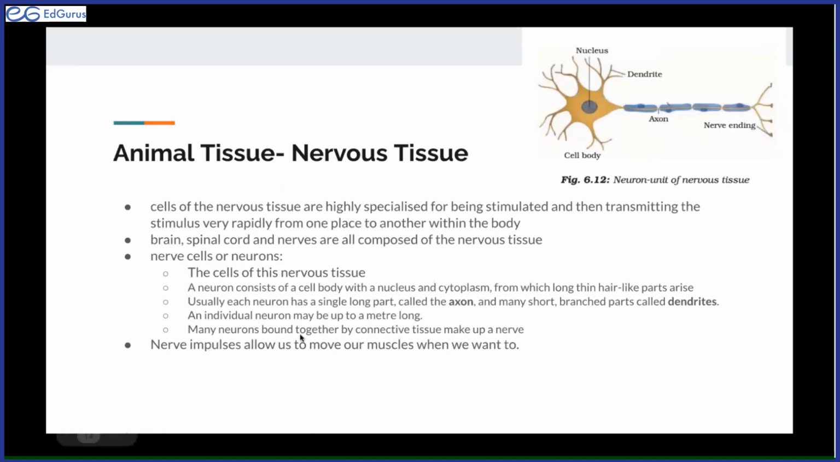So nerve impulses allow us to move our muscles when we want to. So they help transport feelings and they help us move our muscles. So that is the function of nervous tissue. That's basically all of the animal tissues so far in this chapter. And we finished the chapter. That's the end of the chapter.